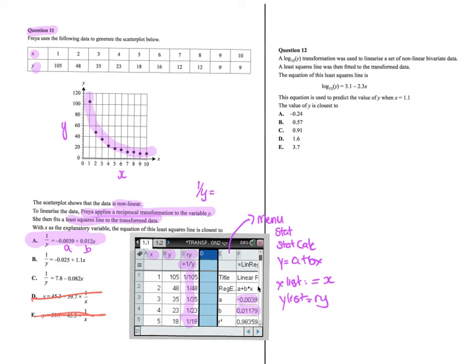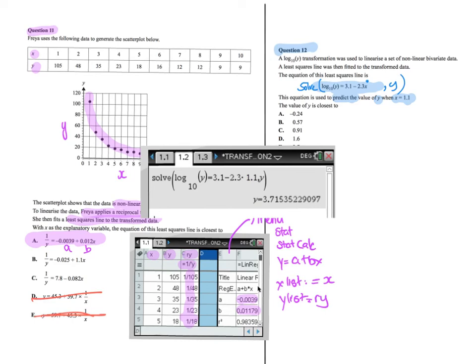Alright, question 12, they said a log transformation was used to linearize a non-linear bivariate data set. They found the equation and they've worked it out to be this. Now they want you to use the equation to predict y when x equals that. So you simply just need to put x into this equation up here, and then we'll just do solve because we don't want log 10, we want just y, so we solve for that.